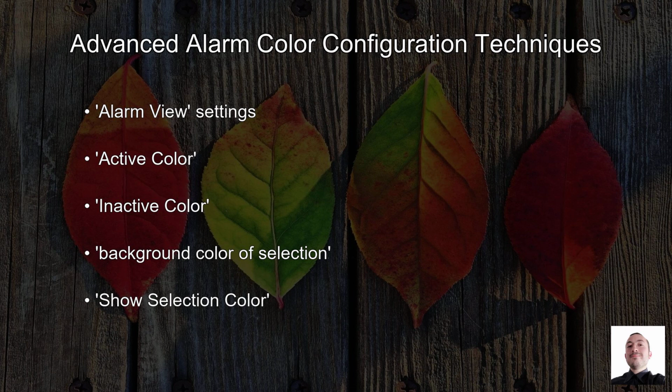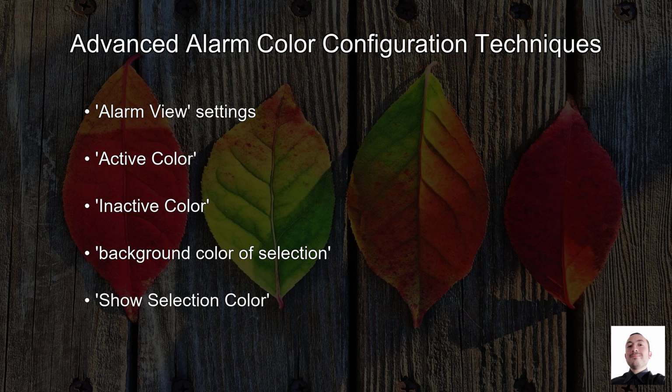Now, let's dive into the advanced techniques for configuring alarm colors. Imagine you're working with an HMI panel and you need to display alarms in different colors based on their status. First, ensure you're in the correct configuration mode. Navigate to the Alarm View settings. Here, you'll find options for active color and inactive color. Set these to your desired colors for active and inactive alarms.